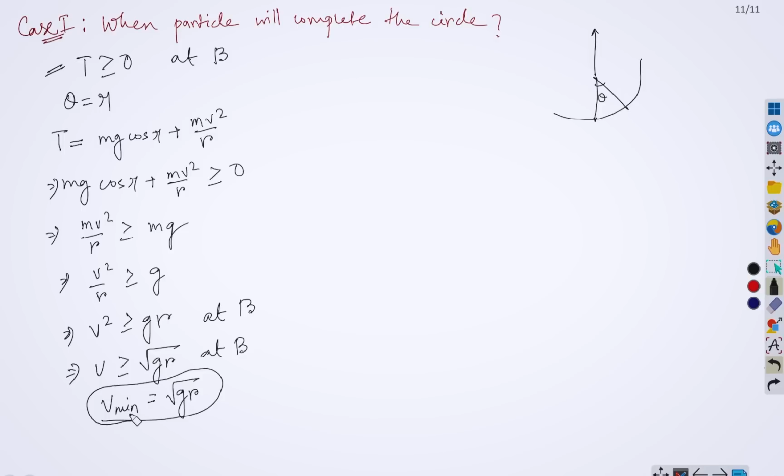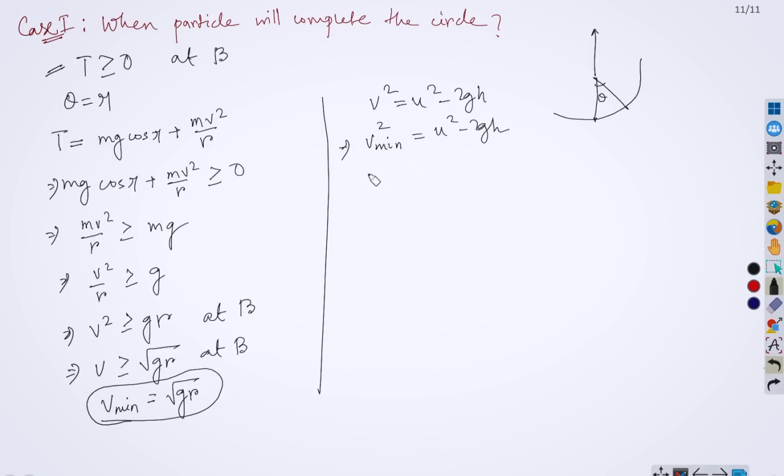Okay, so we will now substitute this v min in equation number 2, which was our equation, v square equals u square minus 2gh, right? We have determined this. So now what we are going to do, we will substitute this value here, v min square equals u square minus 2gh. Well, why are we interested in substituting the value here?